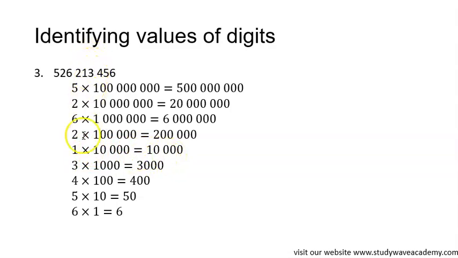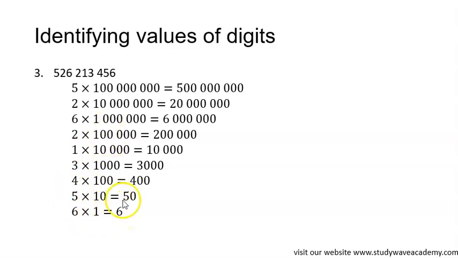And the next digit 3 is in the thousands place, so its value is 3 times 1,000, which is going to give you 3,000. The next digit 4 is in the 100 place, so it's 4 times 100, which is going to give you 400. And the next digit 5 is in the tens place, so its value is 5 times 10, which is going to give you 50. And the last digit 6 is in the ones place, so its value is 6 times 1, which is going to give you 6.